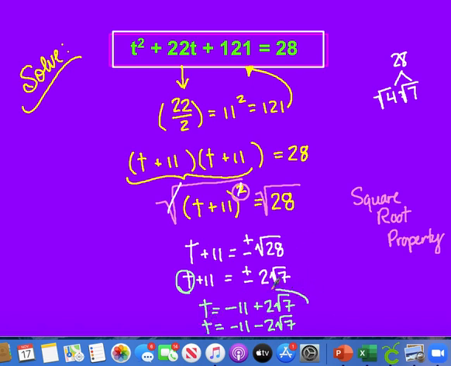Now you can see that that probably would have been a very difficult problem to find by our other methods of solving that we have so far, which are graphing and factoring.